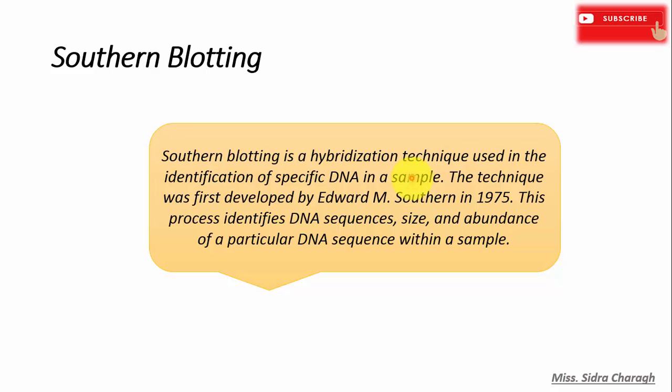This technique was first developed by a molecular biologist, E.M. Southern, in 1975 for analyzing related genes in a DNA restriction fragment, and thus it is named the Southern blotting in his honor.